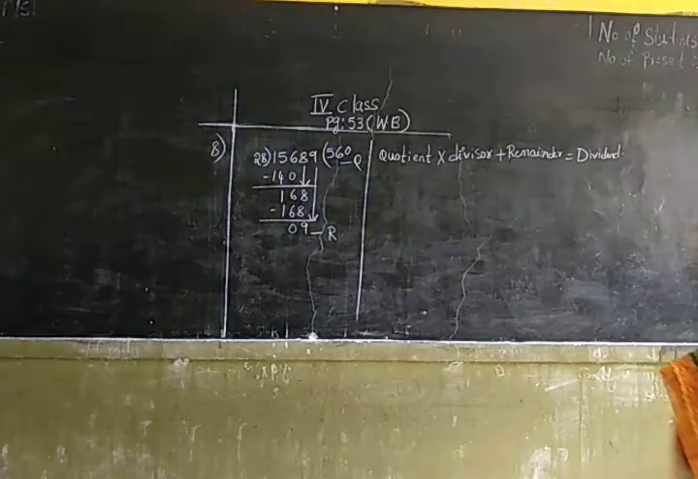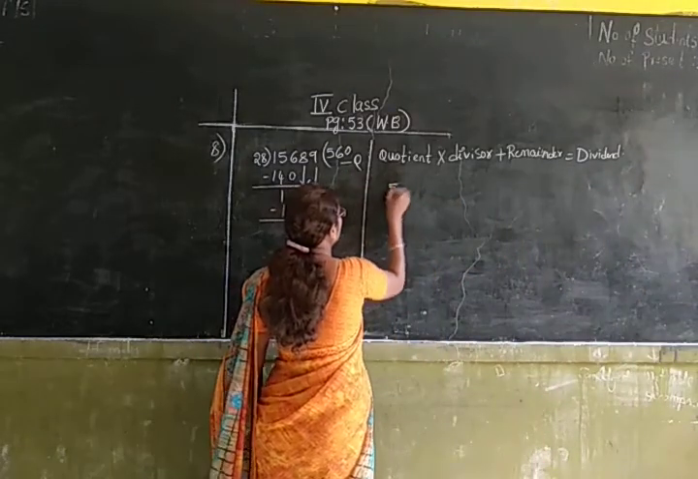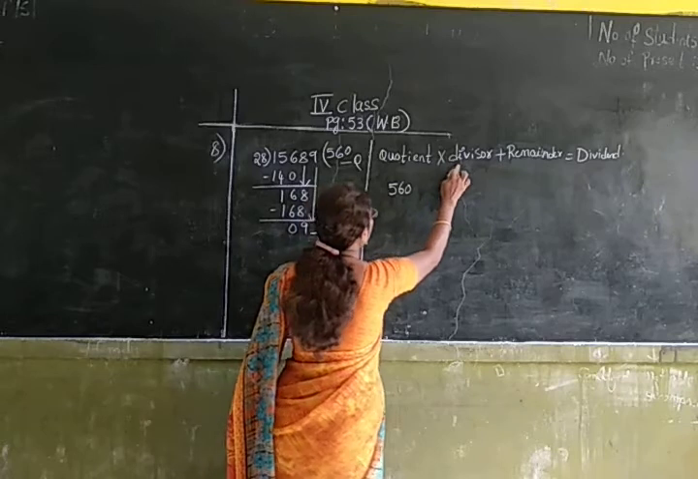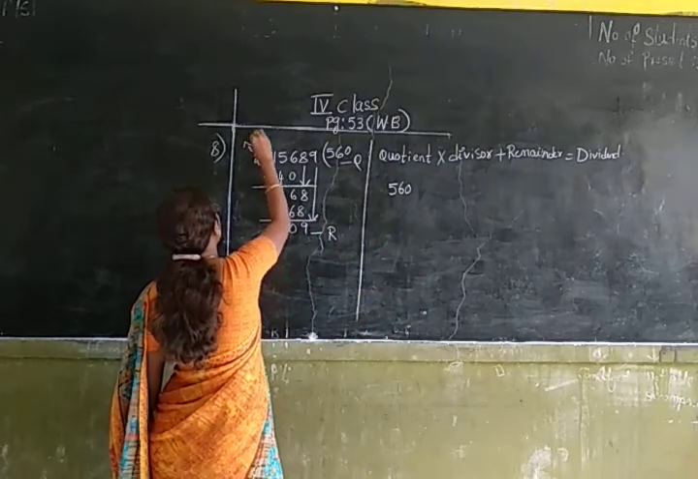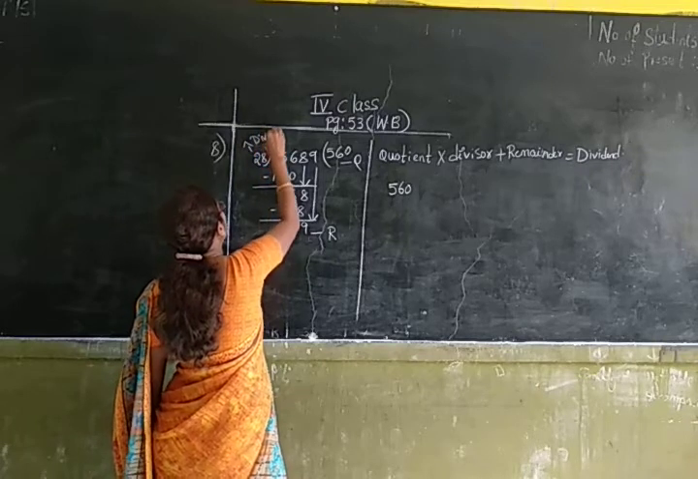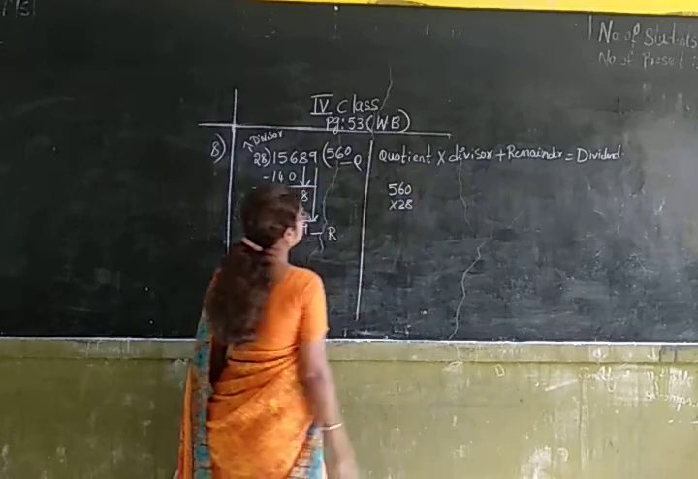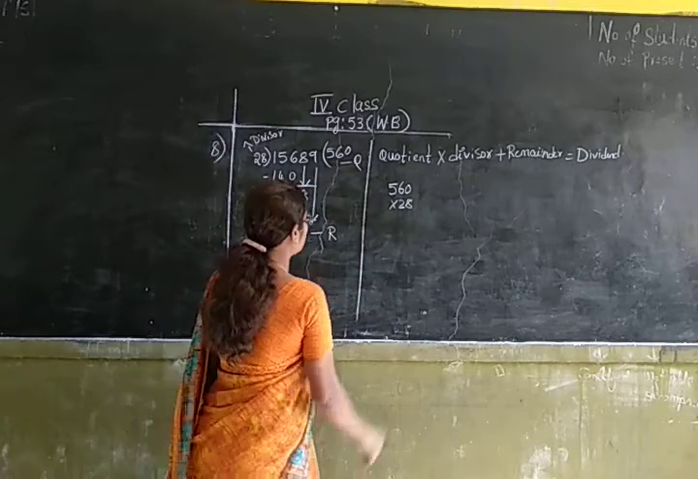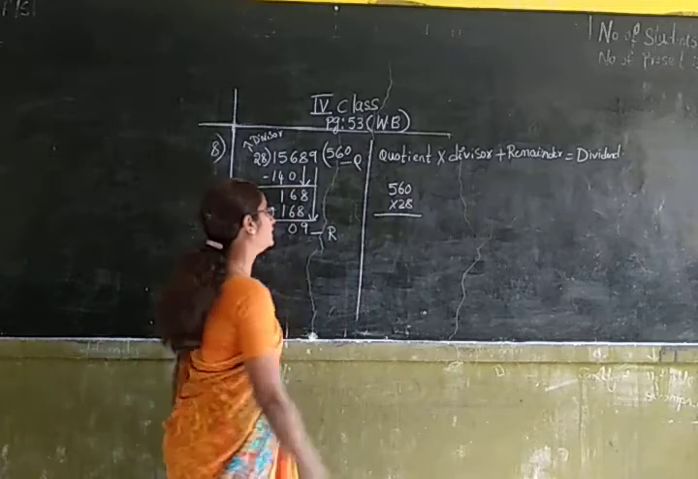So, what is the quotient here? The quotient is 560. You have to multiply 560 with the divisor. So, what is the divisor here? 28 is the divisor. So, you have to multiply 560 with 28 and then add the remainder. So, first let us multiply 560 with 28.